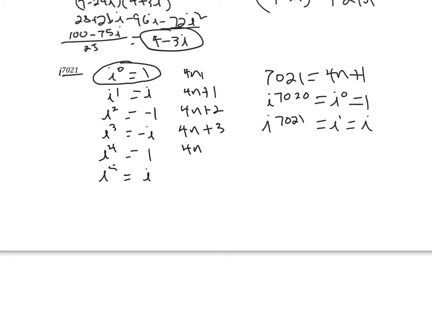And so again, we could do this with any number. If we had i to the 733, well, we would look for the highest multiple of 4 that's less than or equal to 733, which would give us 732, which means that this would be equal to i to the first, which would again be equal to just i. And we can do that for any integer value that represents an exponent for i.